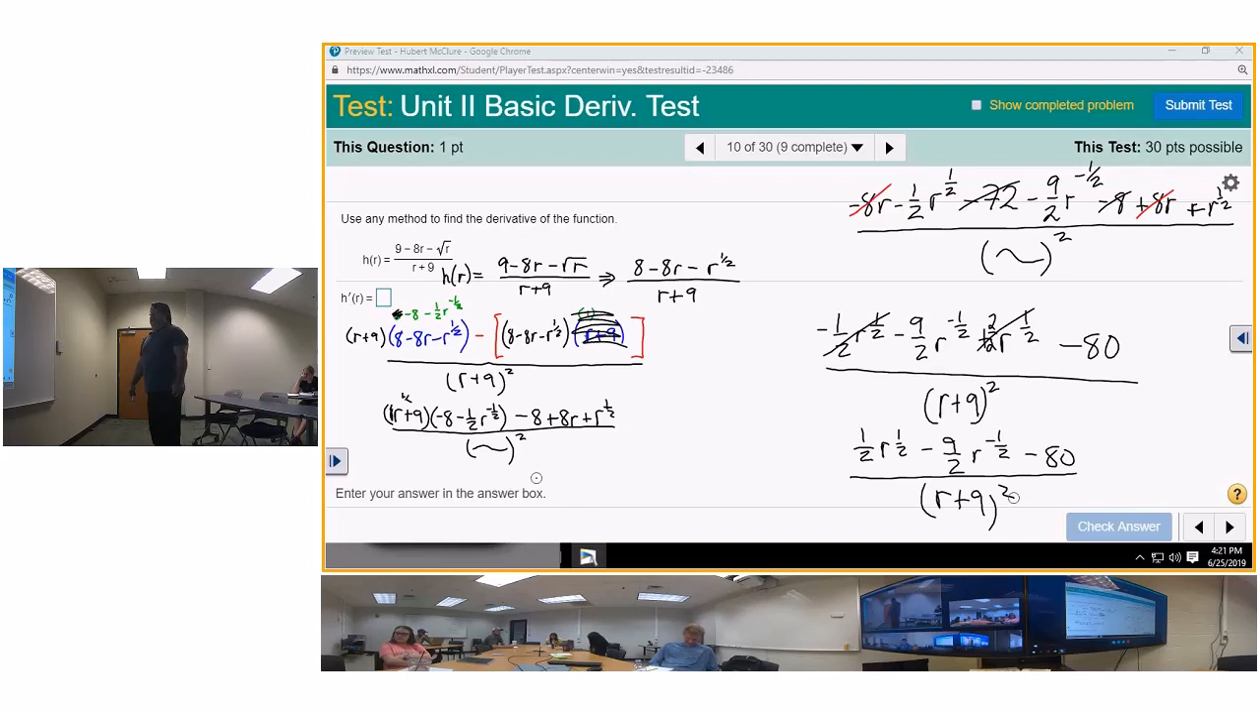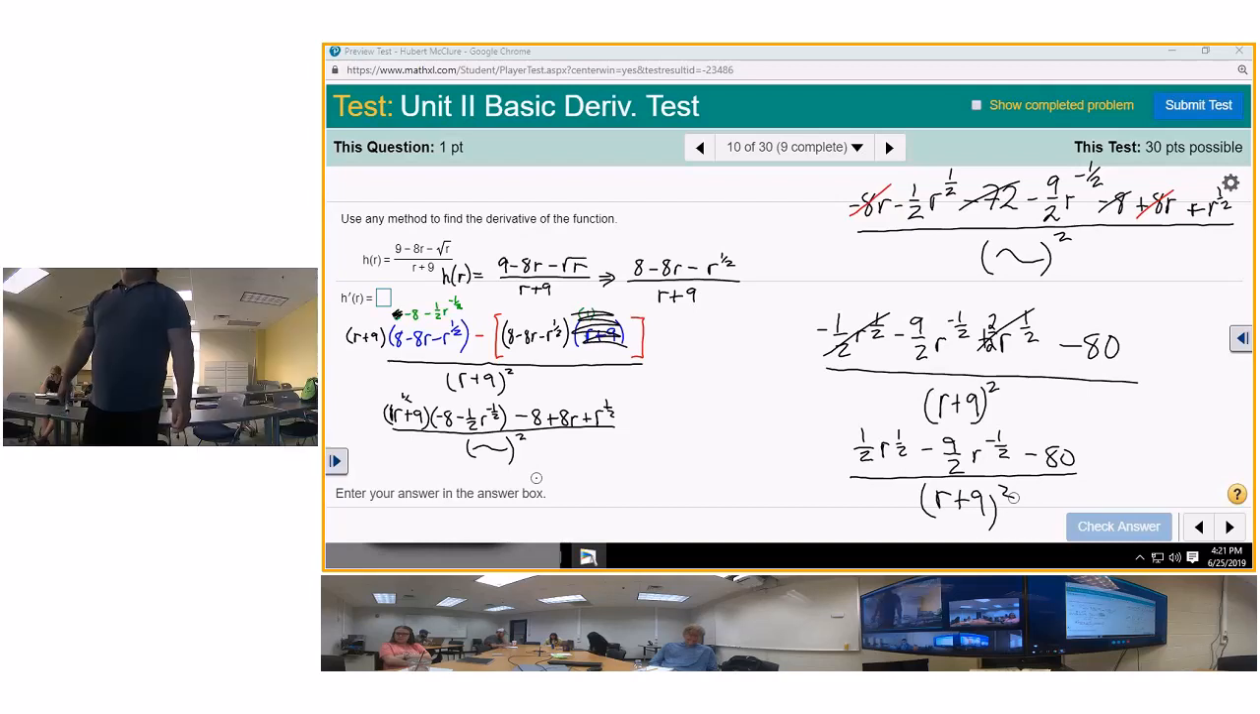I'm trying to see if you can actually factor out a 1 half. Yeah, you could factor out a 1 half. Divide 9 halves by 1 half. That's probably the best thing to do. Factor out 1 half.